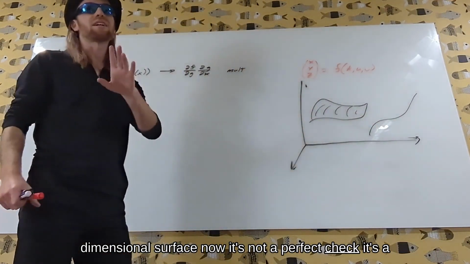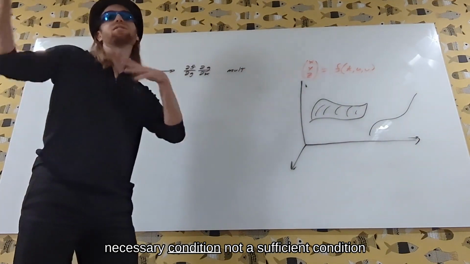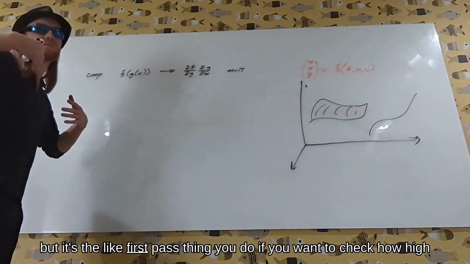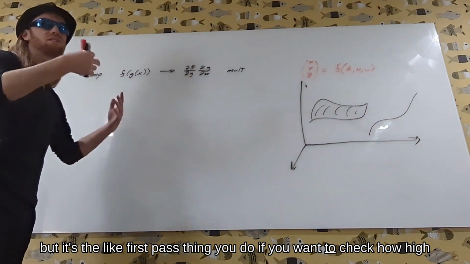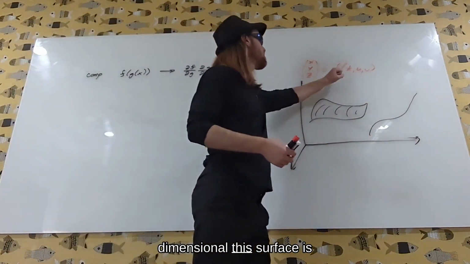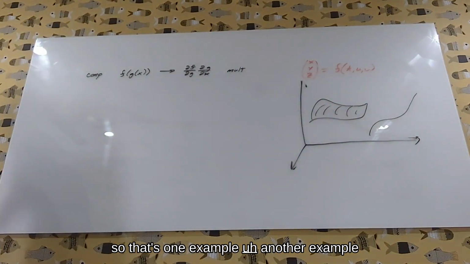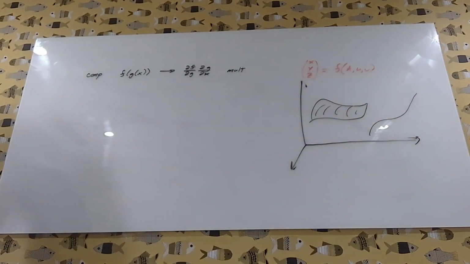So I can take a low rank decomposition of my matrix to check if it's parameterizing a lower dimensional surface. Now it's not a perfect check. It's a necessary condition, not a sufficient condition, but it's the first pass thing you do if you want to check how high dimensional this surface is. So that's one example.